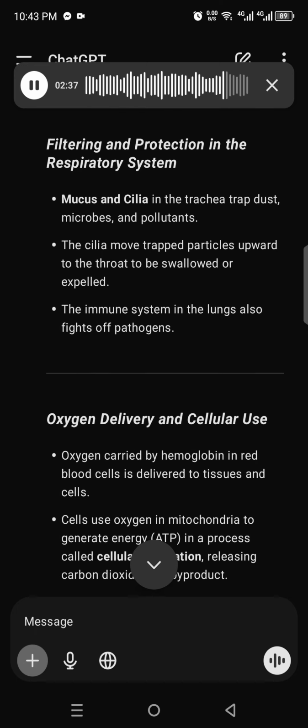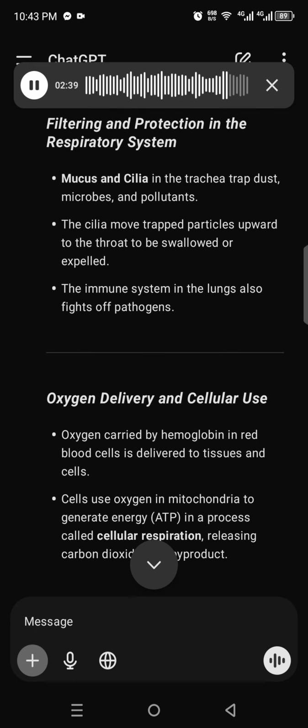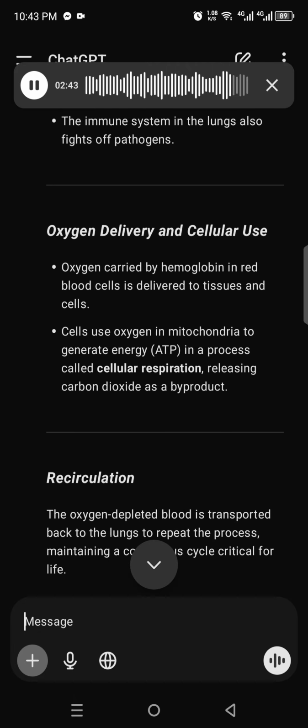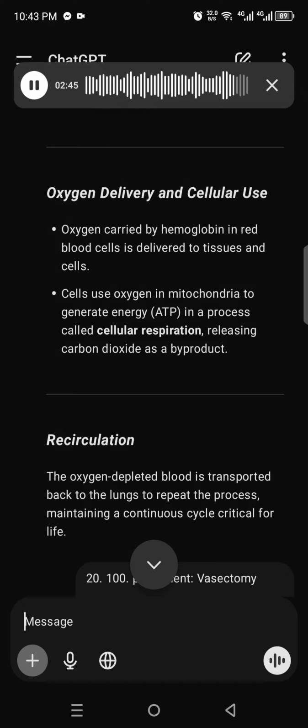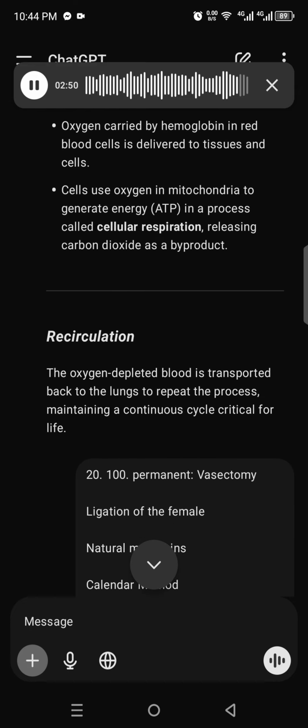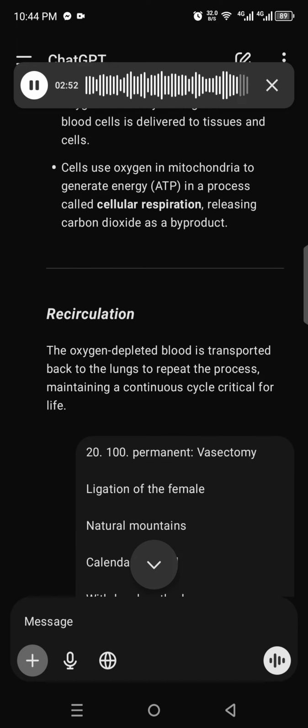Oxygen delivery and cellular use. Oxygen carried by hemoglobin in red blood cells is delivered to tissues and cells. Cells use oxygen in mitochondria to generate energy, ATP, in a process called cellular respiration, releasing carbon dioxide as a byproduct.